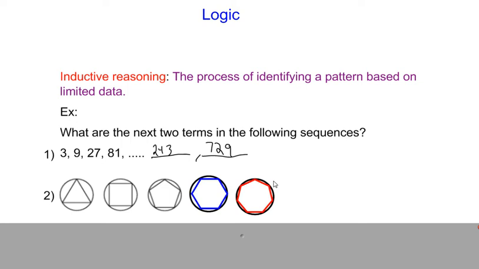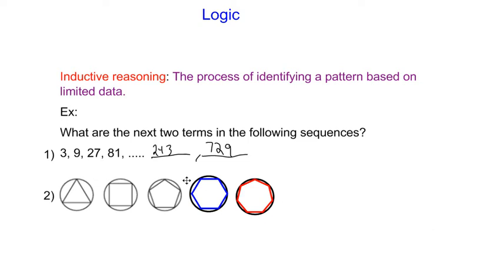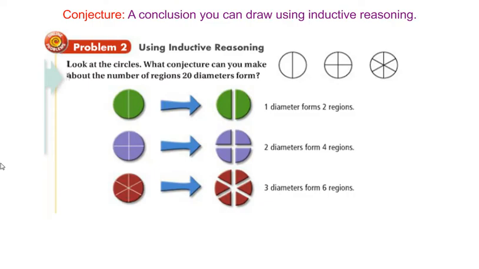So this is what we call inductive reasoning, using a limited amount of data that is given to us, and we are trying to derive what the next items in a sequence are going to be. So what is a conjecture? A conjecture is a conclusion you can draw using inductive reasoning. So in other words, we develop a conjecture by using inductive reasoning. We look at what is given, the limited amount of data, and on the basis of that, we derive a conjecture. Our conjecture may or may not be right. We don't know. But our conjecture is, I guess you can call it a theory. This is our theory of what is happening here.